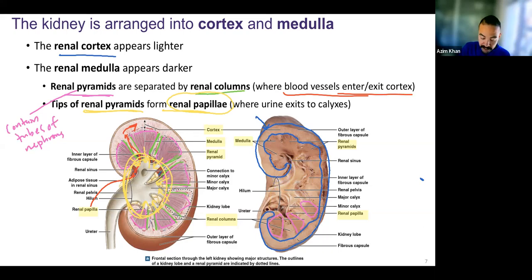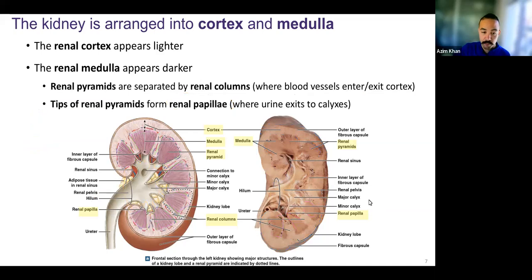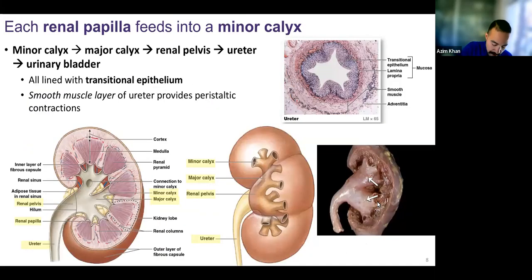So let's take a closer look at those structures that drain out of the kidney once you form your urine. From the renal papillae, let me change colors here. Let's use green. From the renal papillae, the first structures here are called minor calyces, minor calyx, singular. You can see this in a three-dimensional drawing here. These are all minor calyces. And then in this cadaver picture, these smaller branches are minor calyces.